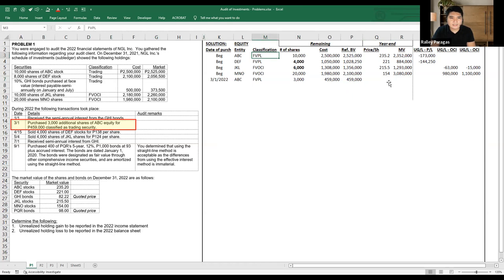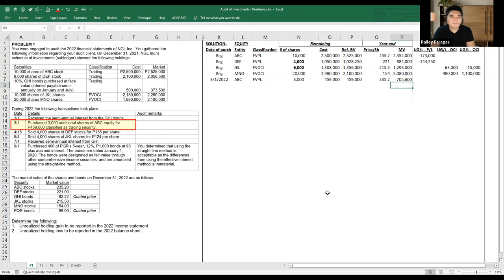And then i-plot na natin, magkano yung price per share ni ABC? Meron na tayo di sa taas. Kunin lang natin, that's 235.2 pesos per share. And then compute na rin natin yung market value, 235.2 per share, multiply that by the number of shares. So that's 705,600,000. Okay? Okay, so same drill tayo.